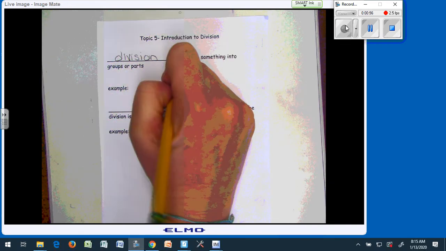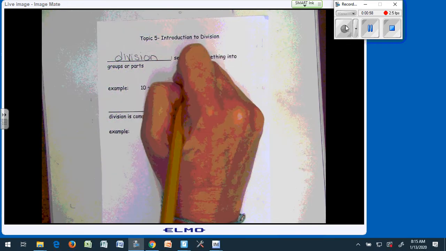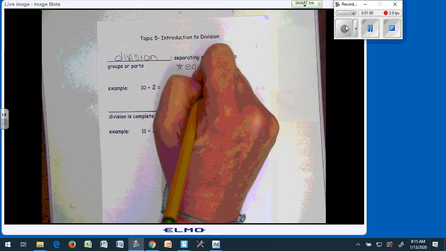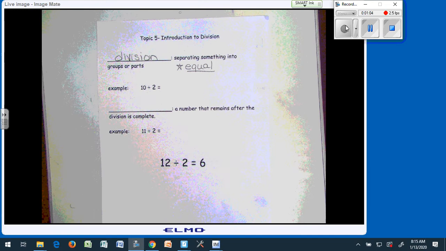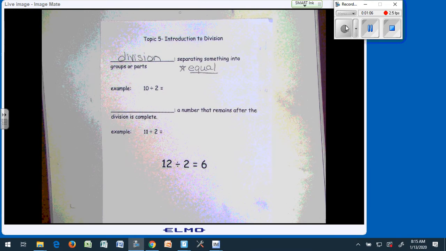Can you put a little star over here though and write the word equal? That's a big part of it, is that your groups must be equal. Otherwise, it's not really a division problem. So keep that in mind when you see these.